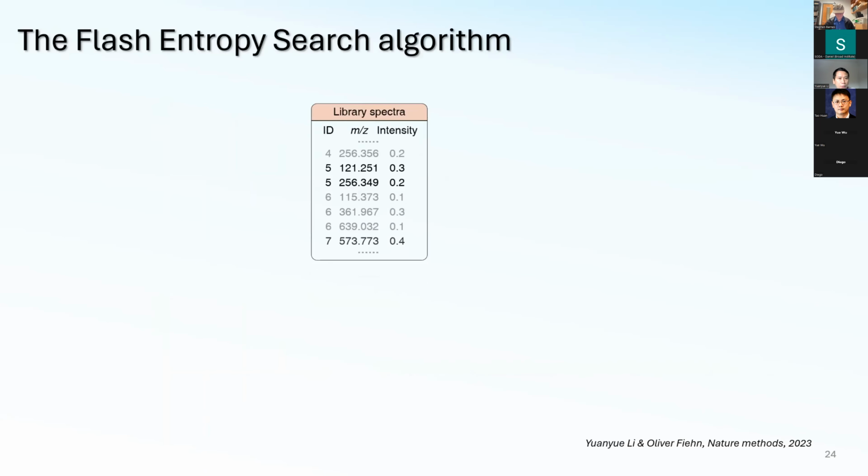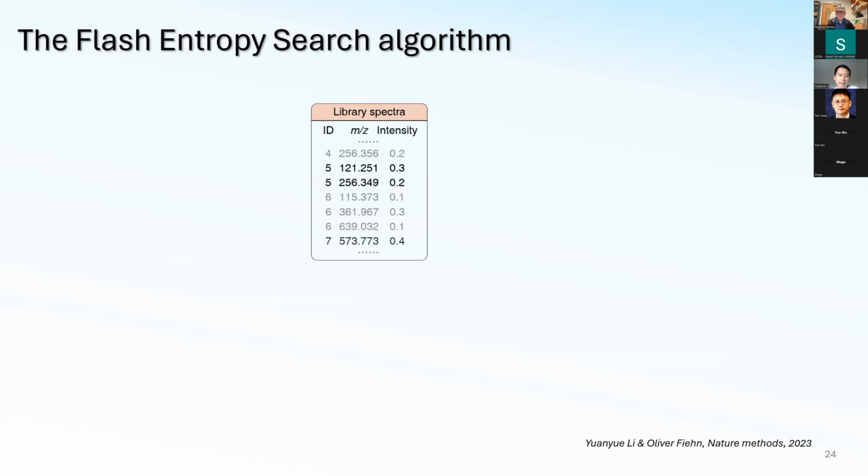With this idea, we developed a flash entropy search algorithm. Let's say this is one spectrum library. You write every fragment ion in all of the library spectra, line by line. Every line is one fragment ion. For example, this one means it comes from spectrum ID 5 with m/z 121 and intensity 0.3. Before you build a library, you want to normalize all of your fragment ions so that the sum equals 0.5.